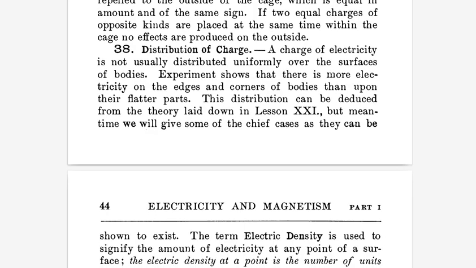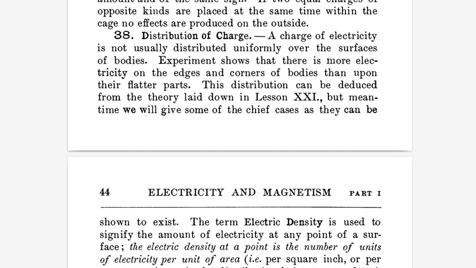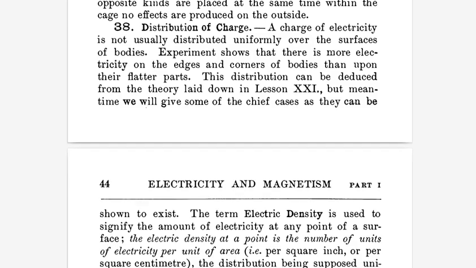38. Distribution of charge. A charge of electricity is not usually distributed uniformly over the surfaces of bodies. Experiment shows that there is more electricity on the edges and corners of bodies than upon their flatter parts. This distribution can be deduced from the theory laid down in lesson 21, but meantime we will give some of the chief cases as they can be shown to exist.